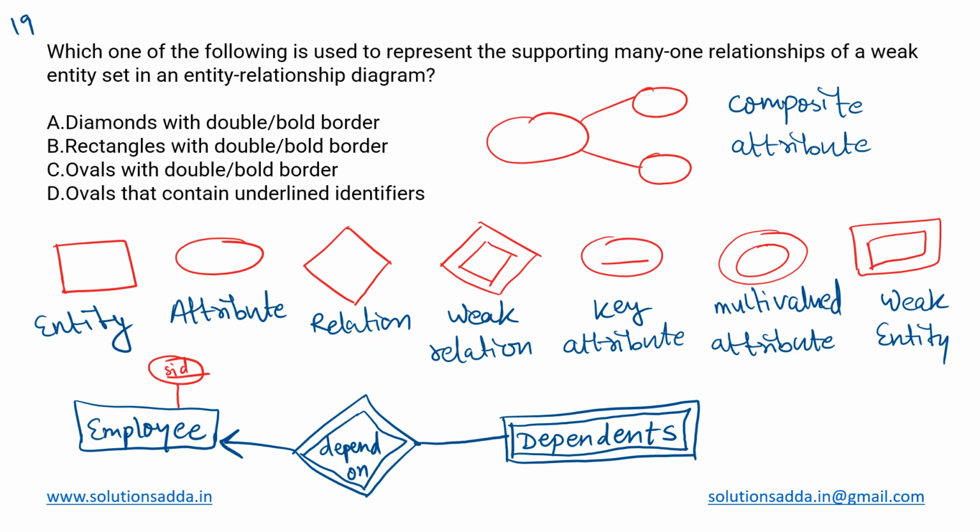This is a DBMS question based upon ER diagrams. They are asking us which one of the following is used to represent the supporting many-one relationships of a weak entity set in an ER diagram. So we know that there are some rules in the ER diagram for representing different entities and the relations between them.